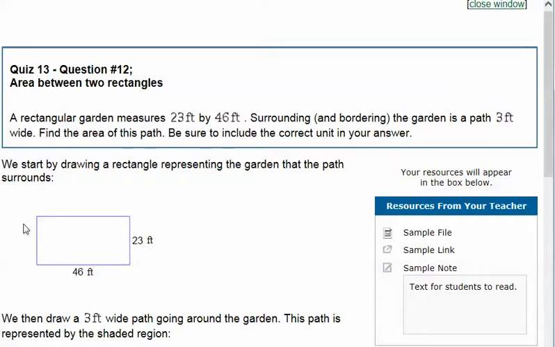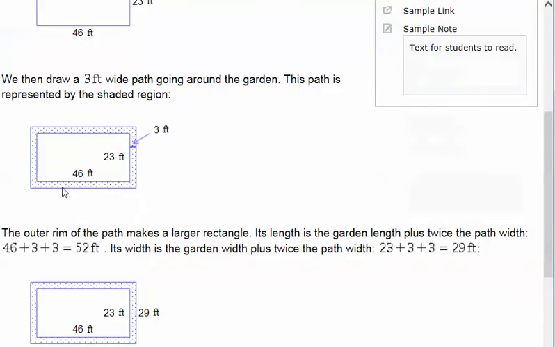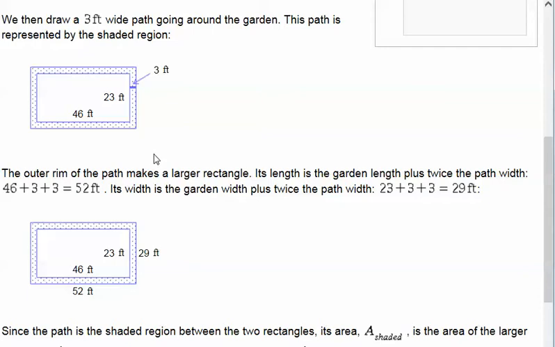So here's a picture of the garden as described, 46 feet by 23 feet. Then what we know is we have a 3-foot wide path that's going around the garden. So we'll put that on the outside of the garden like this. So now it's shaded. And the 3 is here to show that it's 3 feet long. So now what we need to know is what are the dimensions of the area including the path?